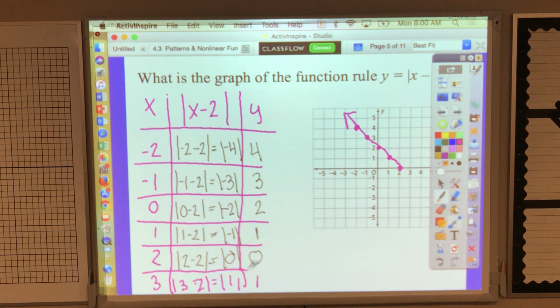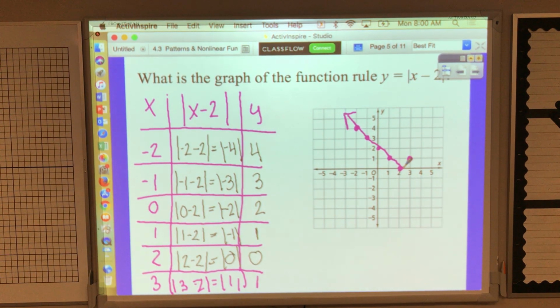So when I do that, at 3, I'm back up at 1. So now my values are going to start going back up. I'm going to make this side go back up and kind of mirror that other side. So if you think of an absolute value function, make sure you show it should end up being a V.